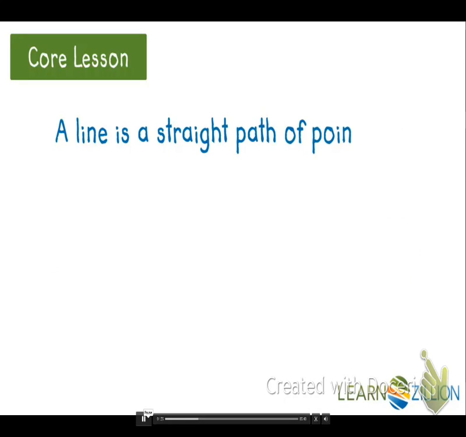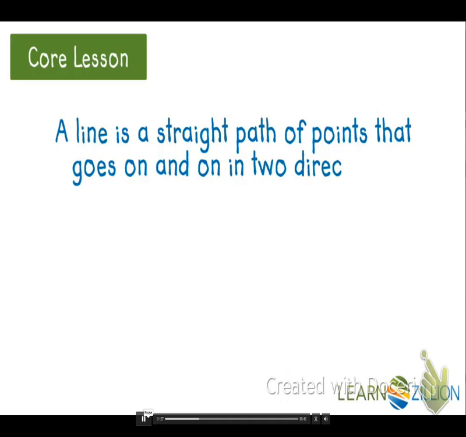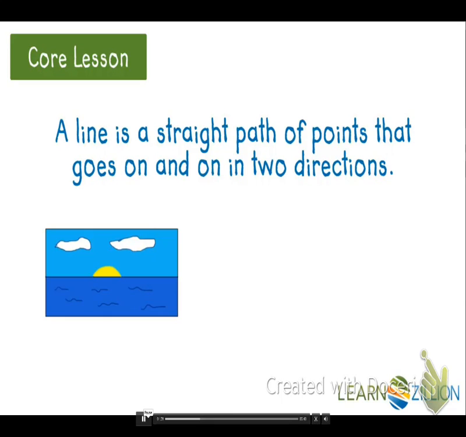A line is a straight path of points that goes on in 2 directions. Think of a horizon. We would call this line AB, with a little line above it. We could also call and label it BA. It's the same line.